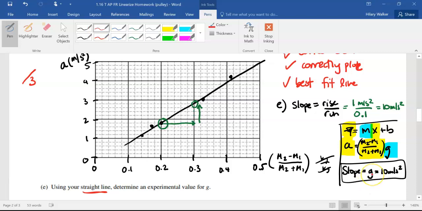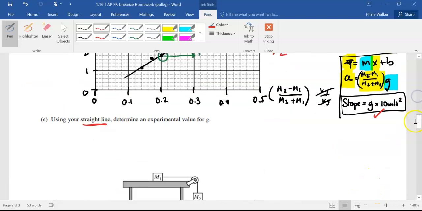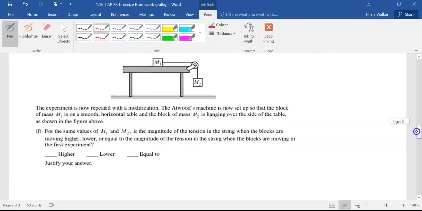Okay, so this part is just worth 2 points. You get 1 point for correctly calculating slope, and then 1 point for relating the slope to g. Okay, so let's go ahead and look at this last part. So this is now our new experiment.